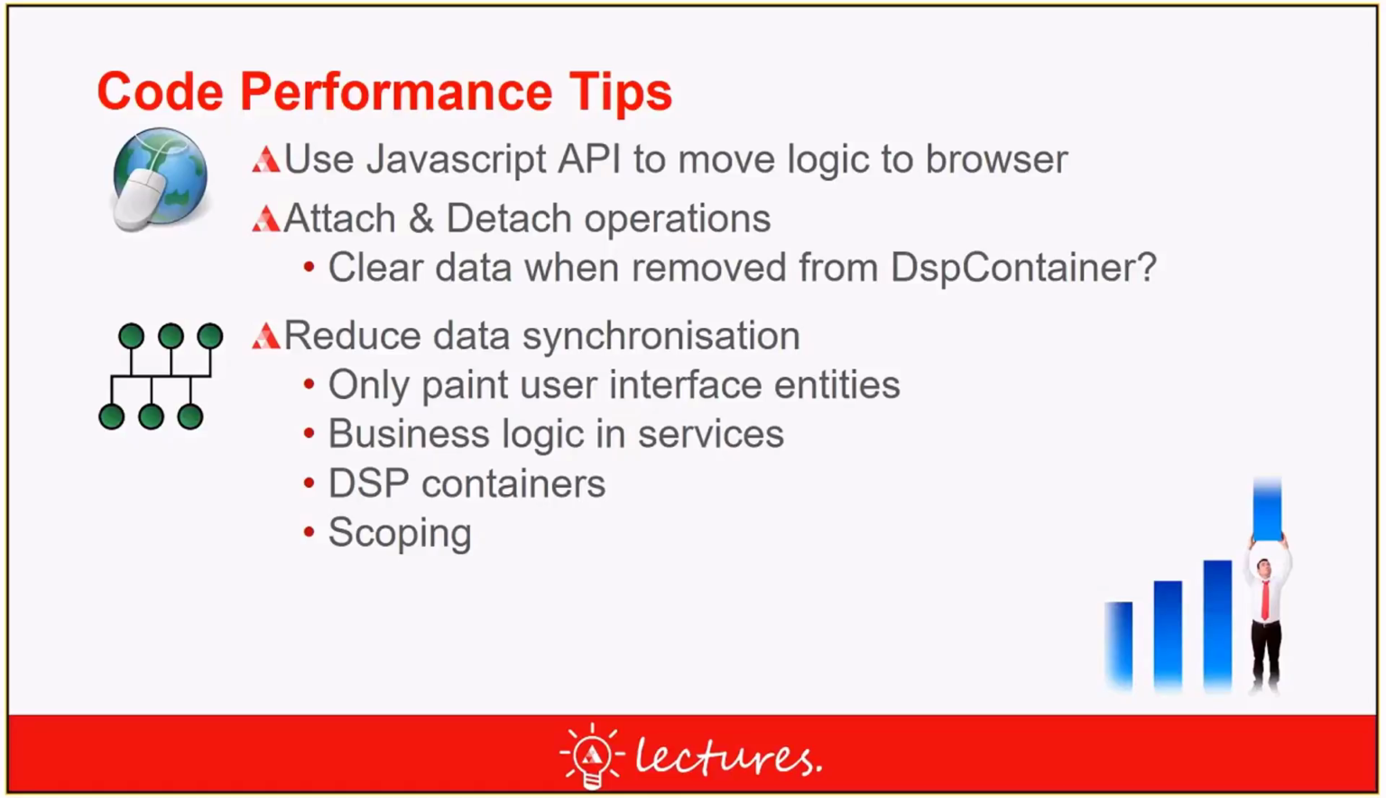From a network viewpoint, just reduce the amount of data that is actually sent over the network, and there are various simple things you can do to help with that. If in your DSPs you only paint the user interface entities and you put your business logic in services, that separation of concerns that's general good practice, then you will not be synchronizing those entities used for the business logic every time you click a button or do a page. So that is only then synchronizing the painted fields and entities on the form, which is probably a better idea.